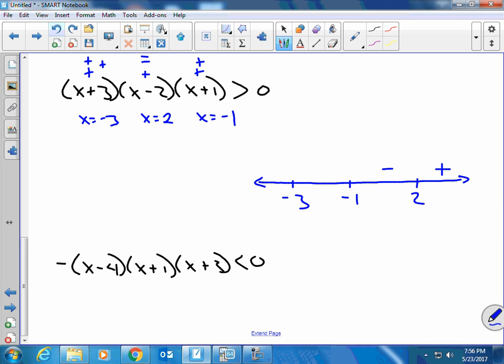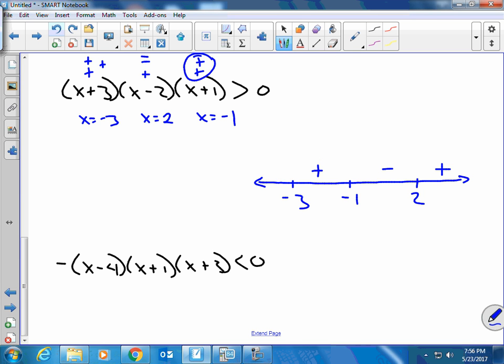This number here is now negative. Negative times a negative is a positive. Times a negative is now positive. Notice the sign that changed was the one that was at the factor that makes it a -1. When I went from one side of -1 to the other side of -1, it switched signs.